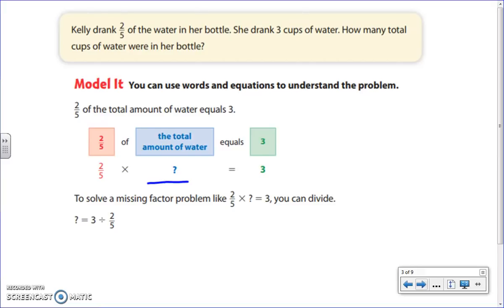So in this case, I would think of my expression like this. Actually, this would be an equation like this. But when I'm trying to figure out what times 2/5 equals 3, I need to know how many times 2/5 goes into 3 to know what to multiply it by. So I would divide by 2/5. So I would change my equation to 3 divided by 2/5 to find the total amount of water. Hopefully that becomes clear as we work through this problem.